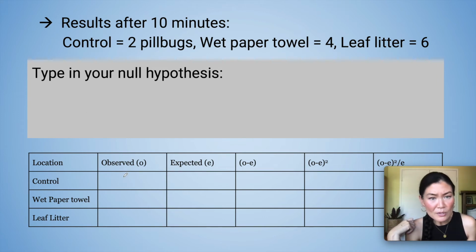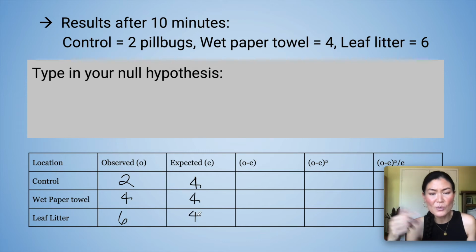So with our observed, we see 2, 4, 6, but what we would expect is that there's no preference, okay? When you try to do chi-square analysis on experiments, you're going to say that there's really no difference between the control group and the experimental groups. So if there's 12 pill bugs, you would expect 4, 4, 4. What I'm trying to say is that there's no preference between the control group and the experimental groups, okay?